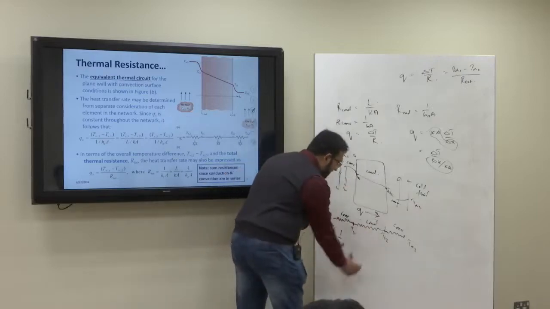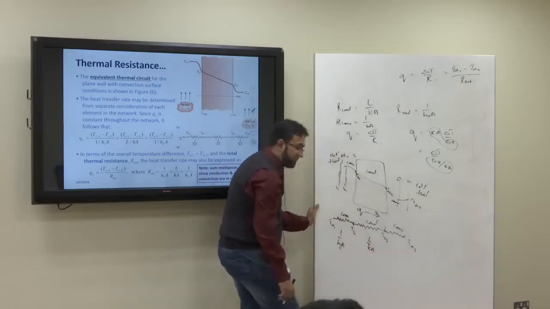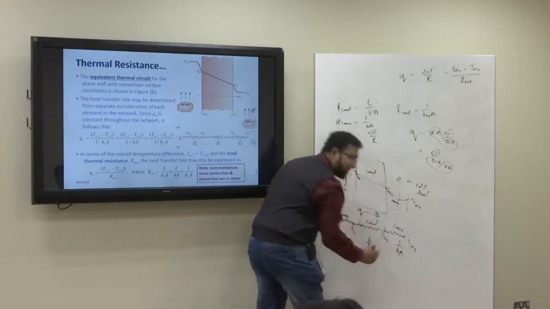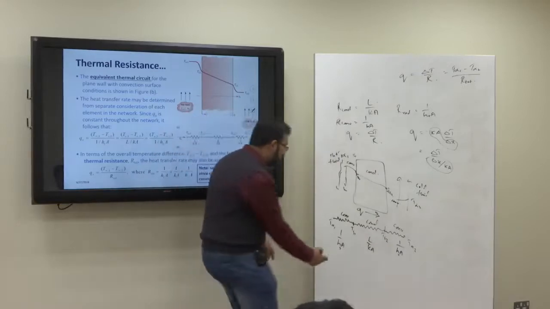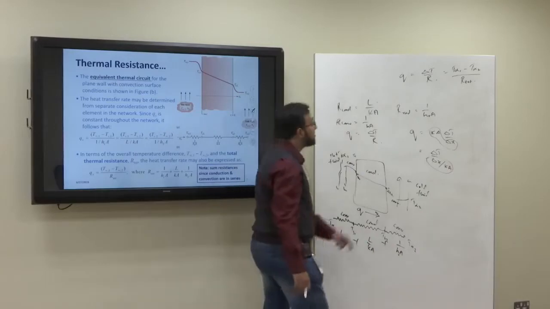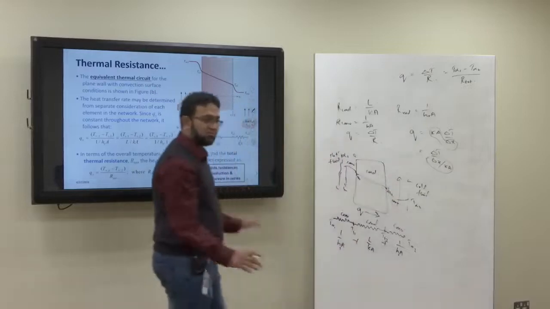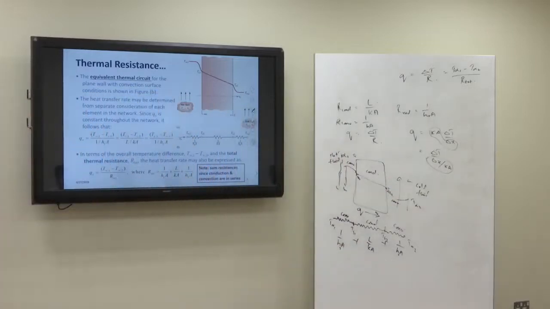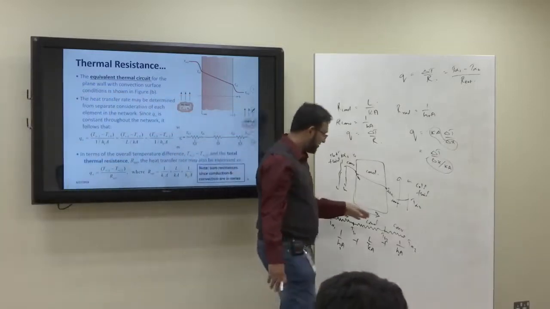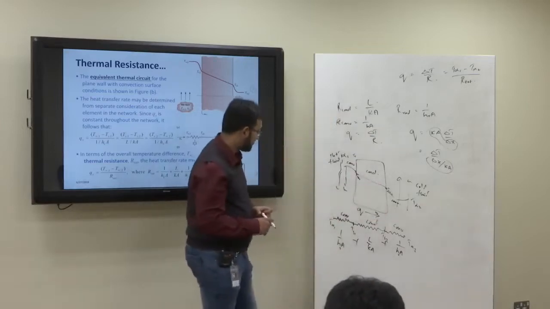Then conductive resistance, what is this? L upon KA. Then convective resistance, what will be? 1 upon HA, but for the cold side, right? So if you add these 3 together, this plus this plus this, that will be the total resistance. Substitute the values here, and you will get the heat transfer. Is it clear? Yes. The same analogy as you studied in electrical systems. You have a series circuit, add the resistances. The direction doesn't matter.